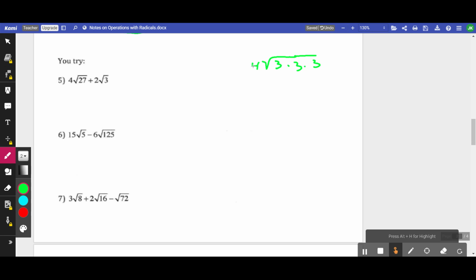And then for every group of 2, you can bring one of them out. So these 3's will come out. So this would be 12 square root of 3 then. So this would be 12 square root of 3 plus 2 square root of 3. So these can go together since they're both square root of 3. So this would be 14 square root of 3 for the answer then.